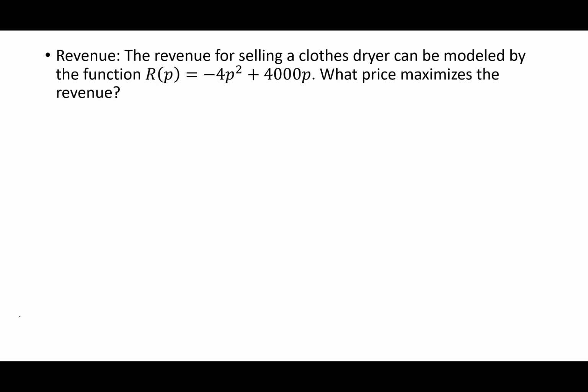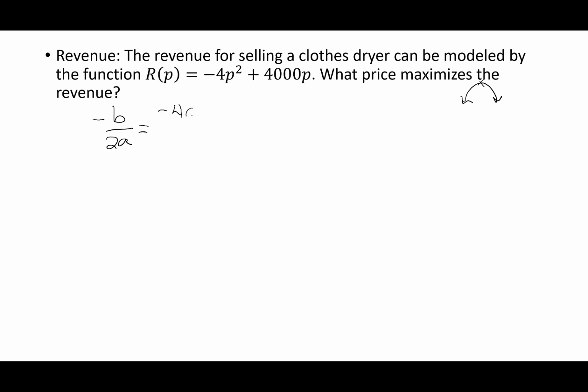So we're going to start with one that's revenue. The revenue for selling a clothes dryer can be modeled by the function r of p is negative 4p squared plus 4000p. What price maximizes the revenue? So maximizing, you're thinking this opens down, so the maximum is at the vertex. So I want to find negative b over 2a. You'll find that that's your most common go-to when you're trying to maximize or minimize a quadratic function.